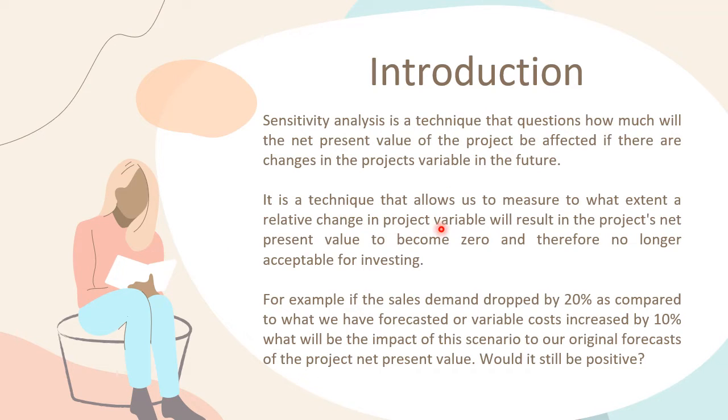So it is a technique that allows us to measure to what extent a relative change in a project variable will result in the project's net present value becoming zero and therefore no longer feasible to be accepted. For example, if the sales demand dropped by 20% compared to what we forecasted, or if the variable cost increased by 10%, what will be the impact of this scenario on our original forecast of the project's net present value? Would the net present value still be positive? So we want to know the sensitivity of the changes towards our NPV.